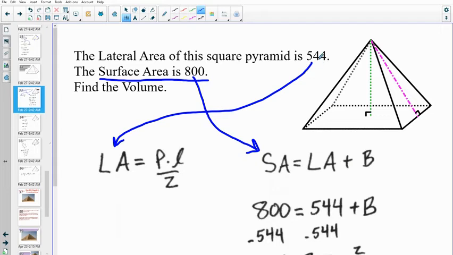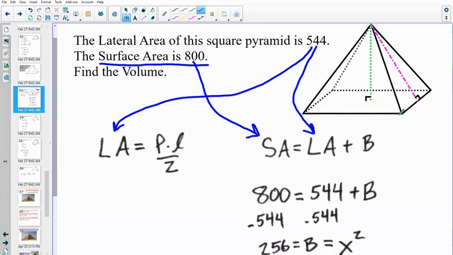Oh, excuse me, I do know what that is. That's 544. And so the only thing that I don't know here is the area of the base. So that tells me that this formula is going to work better. I've got two things that I don't know in this formula. I've only got one thing that I don't know here.